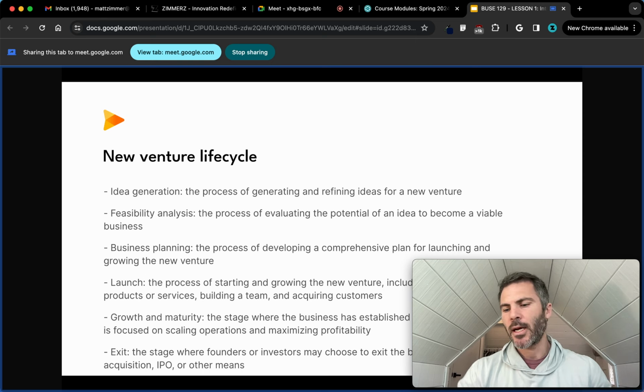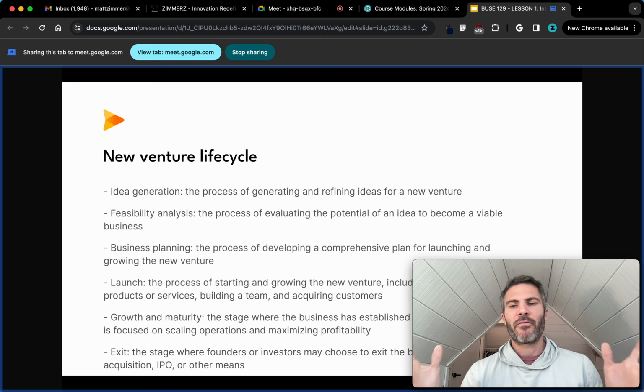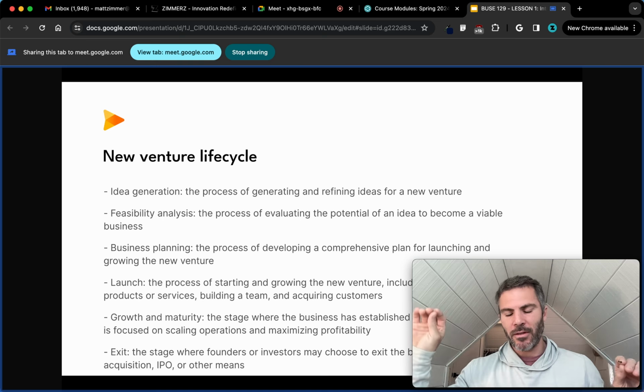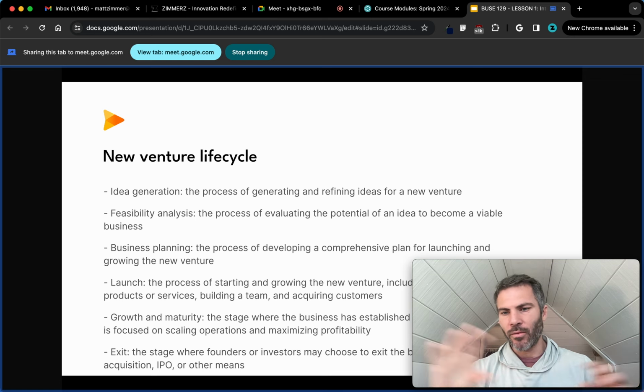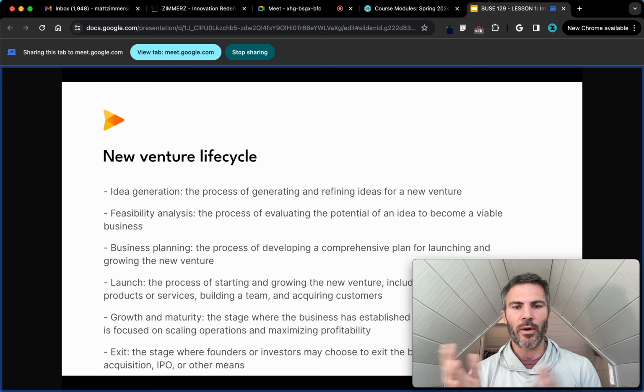So let's talk about the life cycle of an organization. As an organization, there aren't necessarily really strict phases. These are all gray, right? One flows into the other, and who's to say where exactly you are? But generally, there are some stages that you move through.